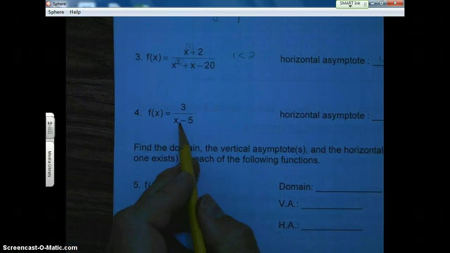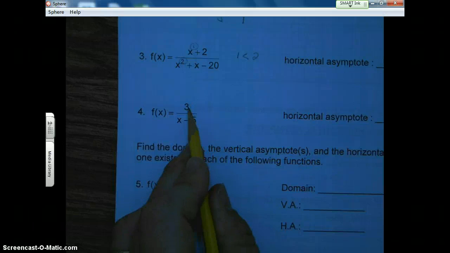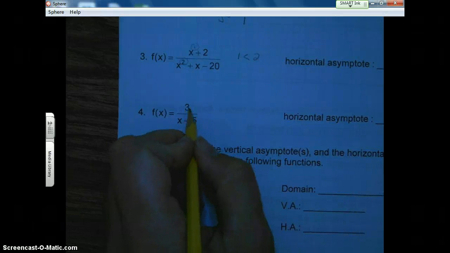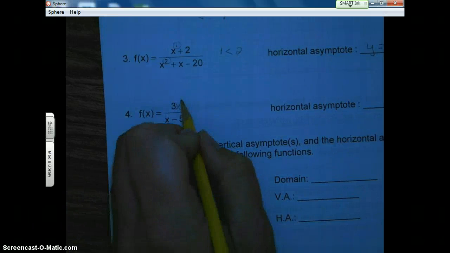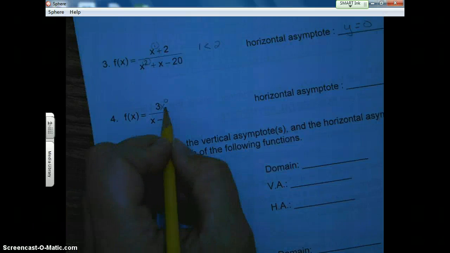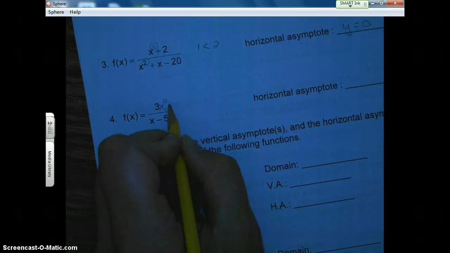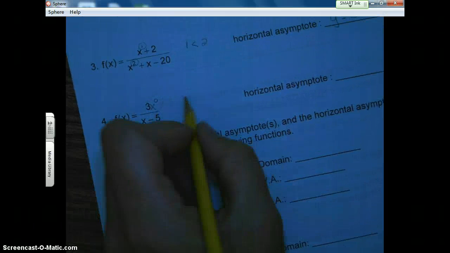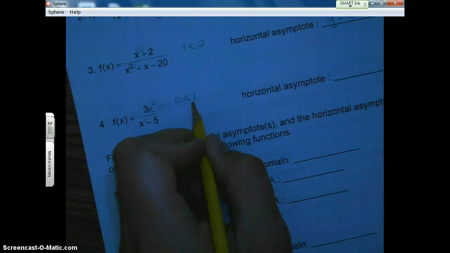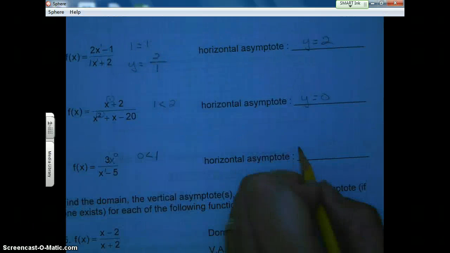Oh, no. What was the degree for this one? Oh, yeah. 0. Because if I put an x here and put a 0 on it, x to the 0 power is 1. And 1 times 3 is 3. So there's an x to the 0 here that I just don't see. So 0 and 1. So 0 is less than 1. Less than, we just did that one. Y equals 0.